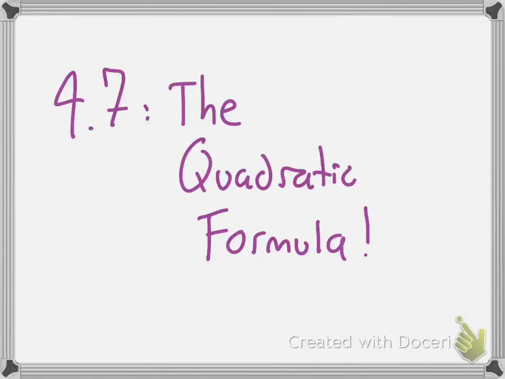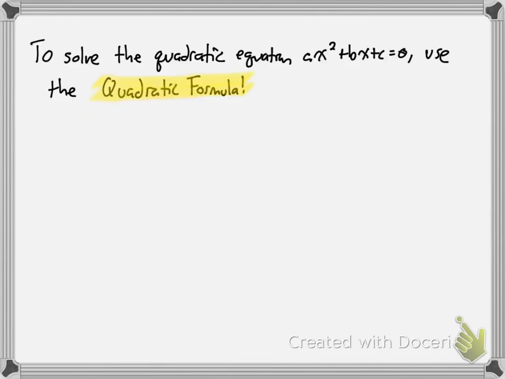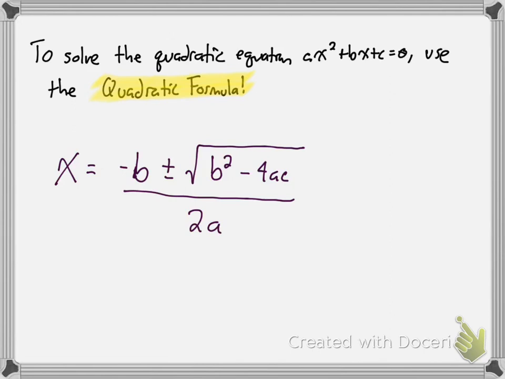In section 4.7, we're going to be talking about the quadratic formula and mainly how to solve quadratics using this formula. To solve a quadratic equation in standard form, ax squared plus bx plus c equals 0, we can use the quadratic formula to find our x-intercepts. The quadratic formula is x equals negative b plus or minus the square root of b squared minus 4ac all over 2a. So it's kind of a long process, but as long as you just know where to put your a, b, and c values, you'll be good to go.